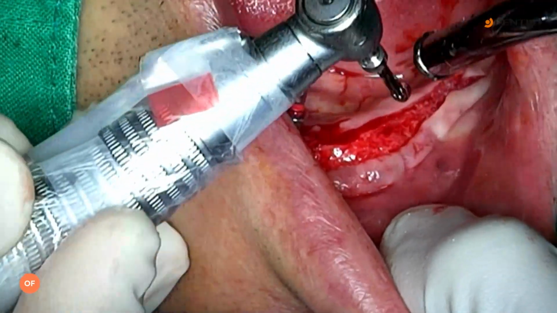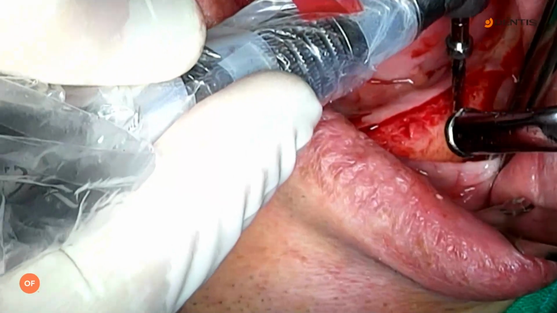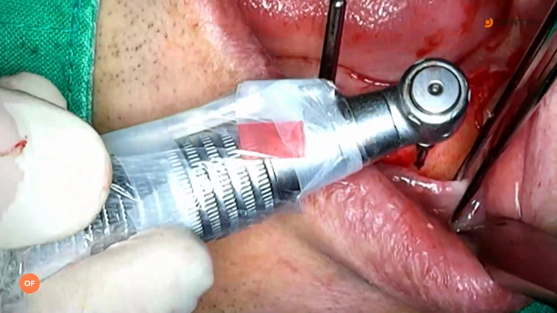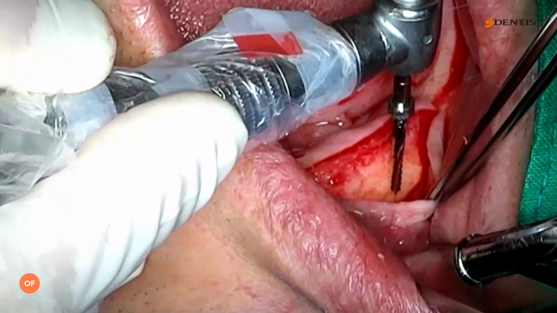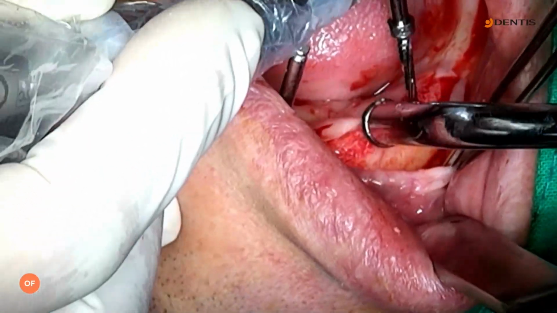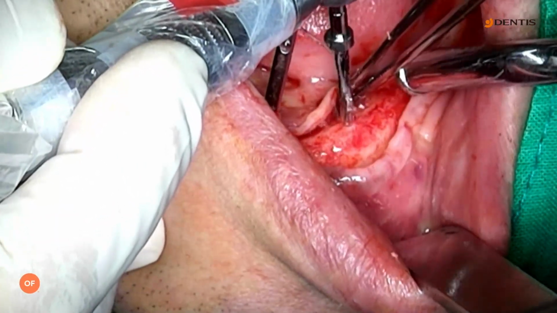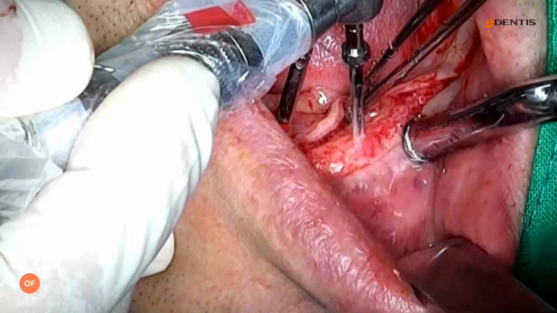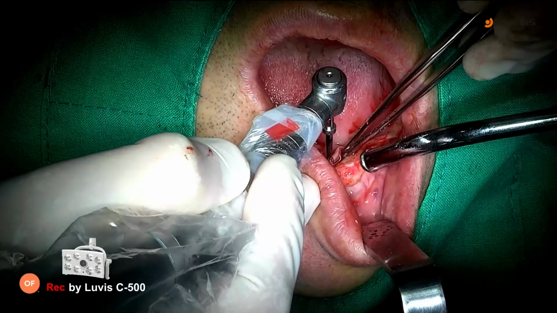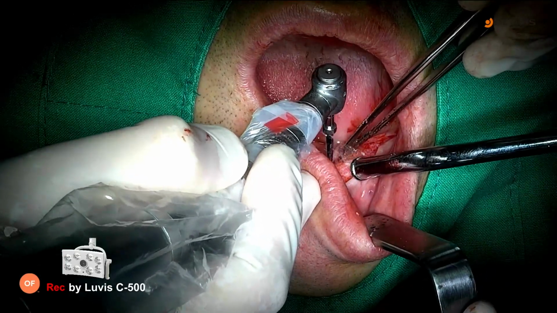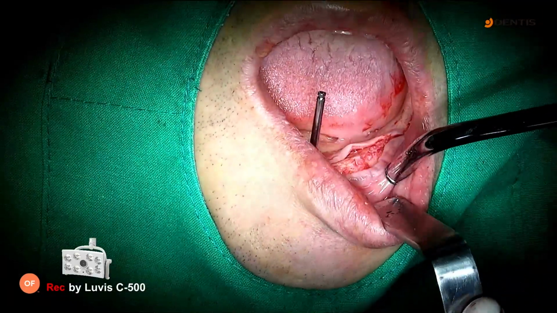Okay, next one. I will check the first premolar. So let's find together. This is the mental foramen, this one. So this is the first molar, and then the mental foramen here. So 7 millimeter anterior, this is the first premolar area. And then this is the canine. Okay. This is the left side.